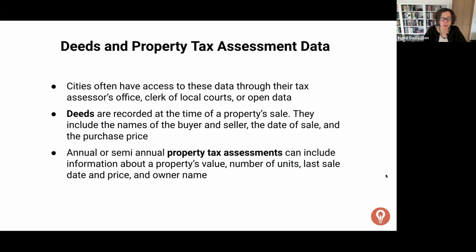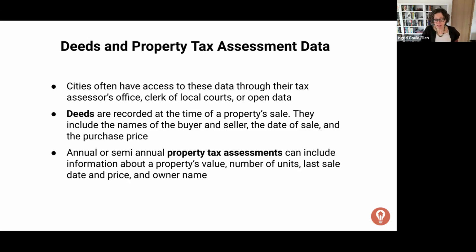are basically records of sale. They record information at the time of a property sale, and they include the names of the buyer and the sellers, the date that the sale transacts, and the purchase price. In addition, you would have access to usually annual, sometimes semi-annual, property assessment data that is used for the purposes of tax assessment, that includes information about assessed value, number of units, the last sales date and price, and the name of the owner.